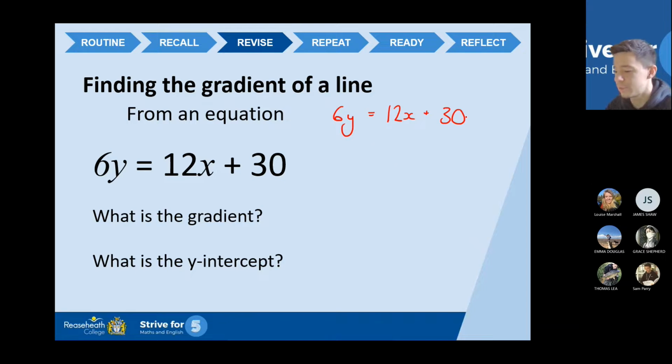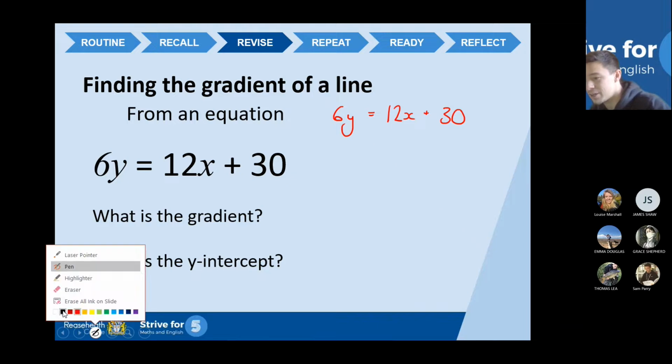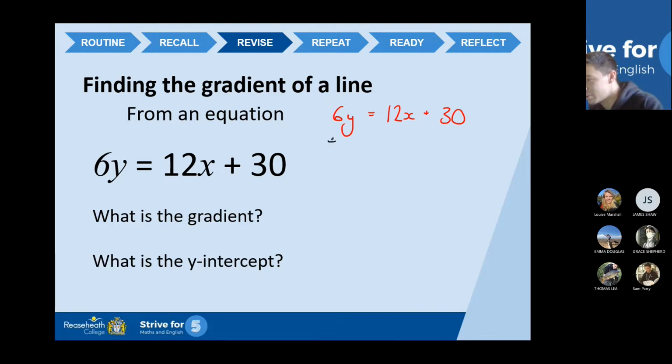Suggestions are welcome, because you guys are going to get stuck into it in a bit. Divide by 6. Excellent. I like that, Darcy. And I'm going to do it in black ink just to make it look different so you can see the working out step. So divide by 6, divide by 6. Okay? So that's going to leave me with y equals 2x plus 5.